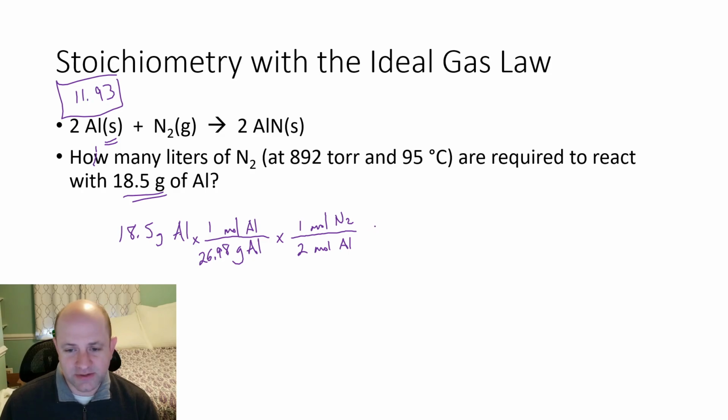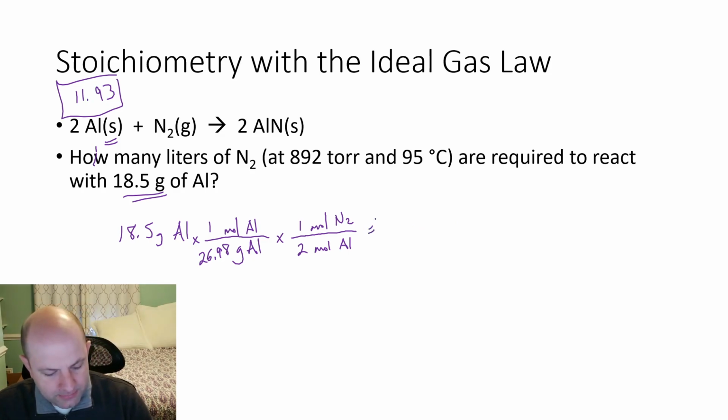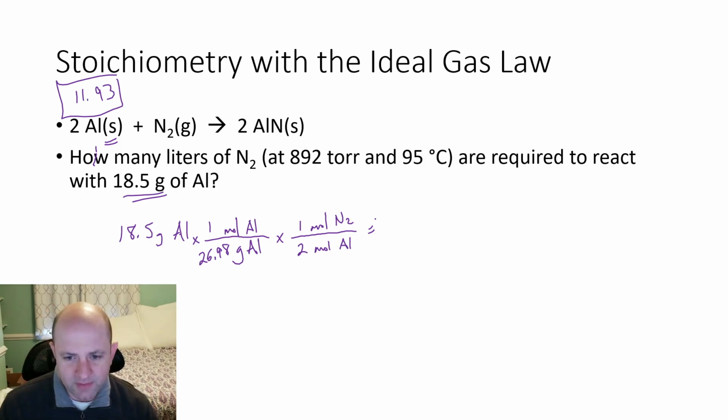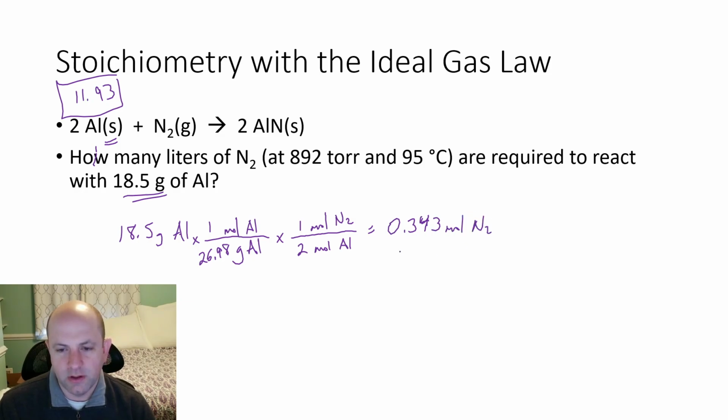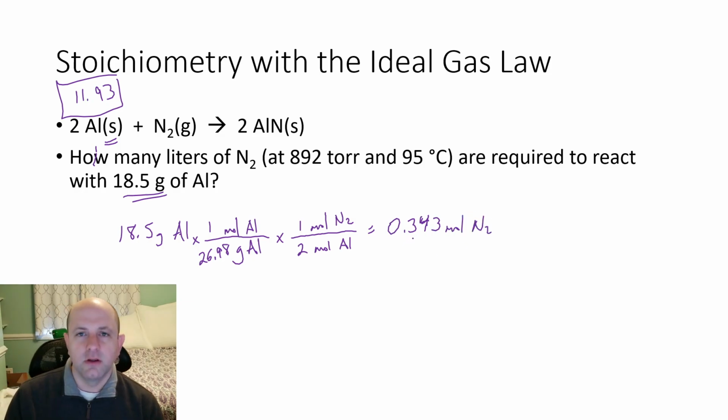I need the ideal gas law, and I'm not at STP. I can't just do times a fraction. I got to stop here. So I'm going to pause and just say, okay, let's get that answer. 18.5 divided by 26.98, divided by 2, we find out that we have 0.343 moles of nitrogen. And we say, okay, that's great. How do I get to liters?